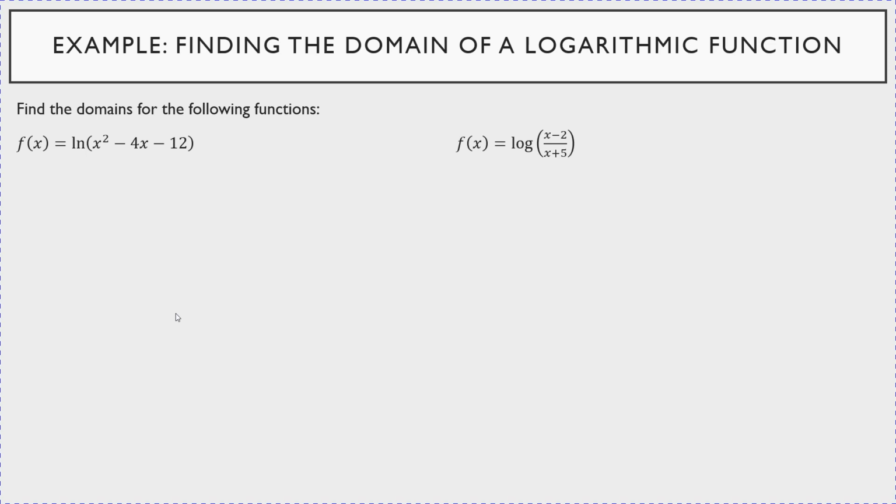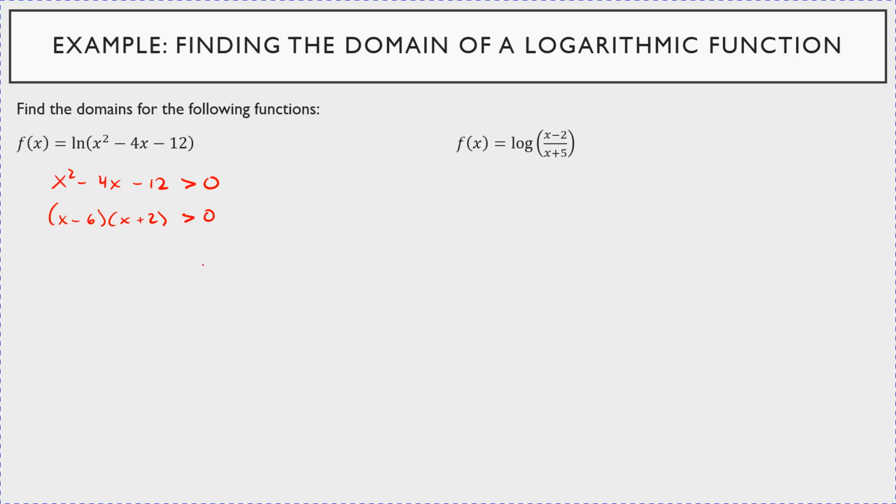Yeesh. All right, so again, what you have to do here is figure out when this is greater than 0. So here's what you do. You set this up. You're going to first factor this. You should recognize that this factors into x minus 6 times x plus 2 has to be greater than 0.